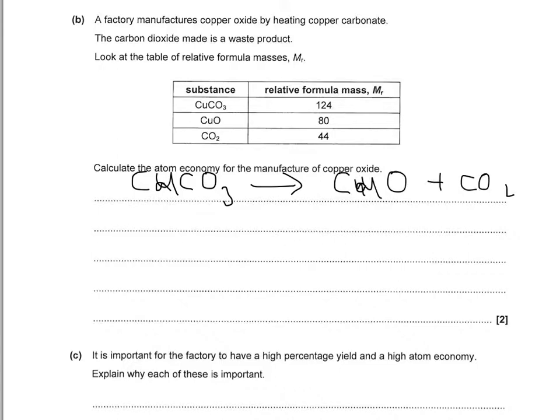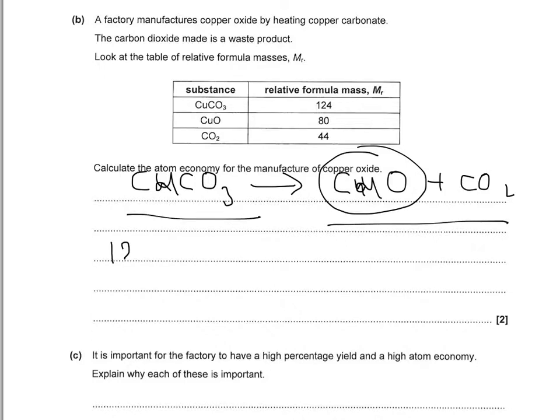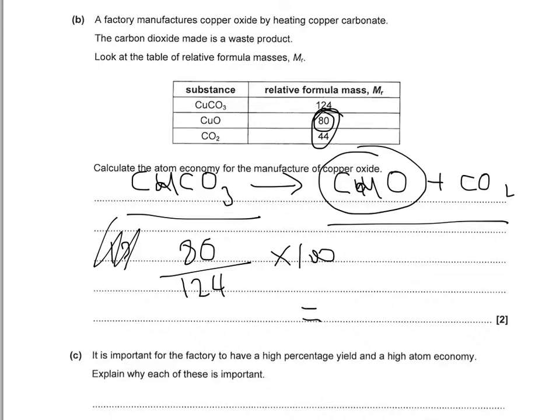And remember, atom economy is the relative mass of the desired product divided by the relative mass of all the products, or you could use all the reactants. So it's going to be 80, which is your relative mass of the desired product, divided by 124, which is the relative mass of all the products added together, times by 100 because atom economy is a percentage, and you should get 64.51%.